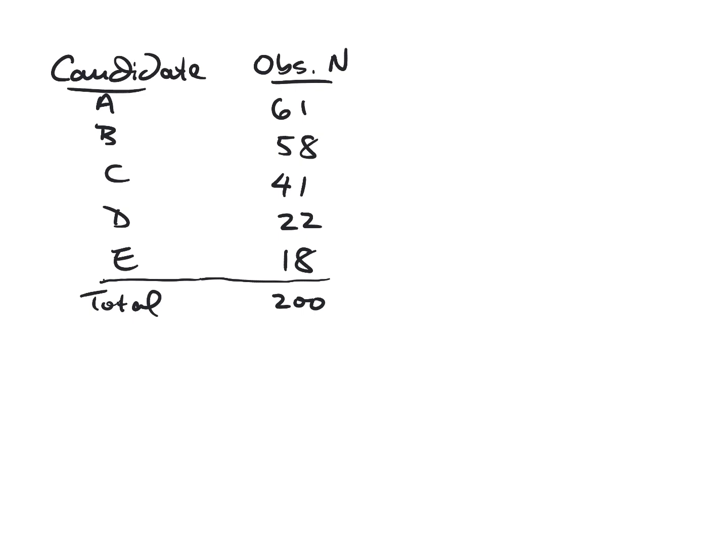Okay, now we have 5 candidates. The numbers are different. But again, let's test the hypothesis that these candidates have equal support. So we can add a new column here for the expected number in the category if the null hypothesis were true.